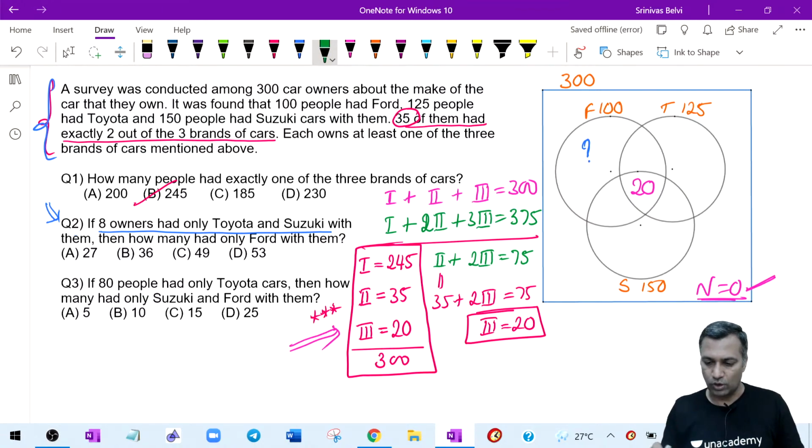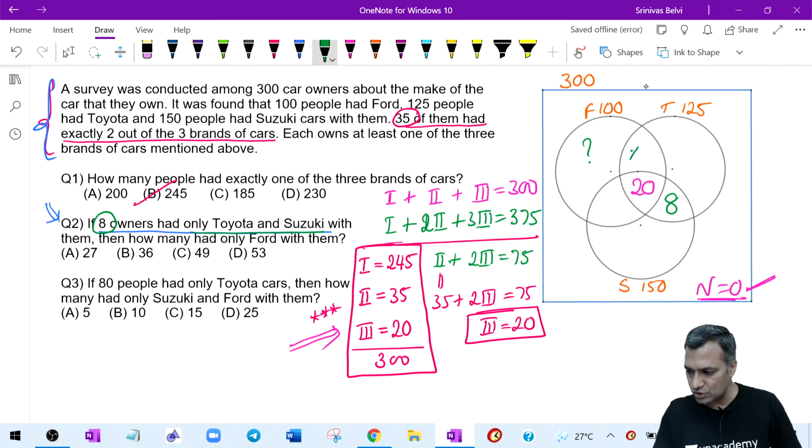Fair enough. After that, what is the author trying to say? 8 owned only Toyota and Suzuki. This number is 8. Therefore, the question mark is: can you tell me how many had only Ford with them? Very good. So all we know is what? We also know that, from here, we can see the value of these two stars put together.